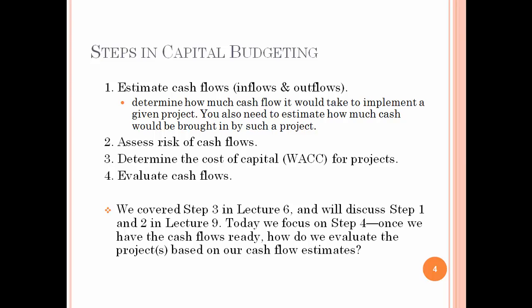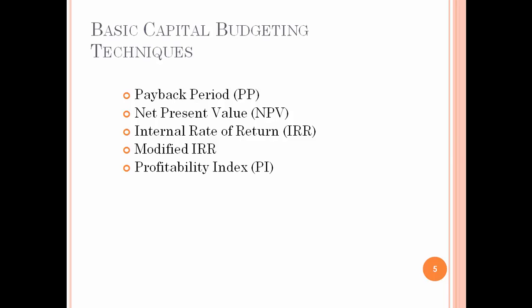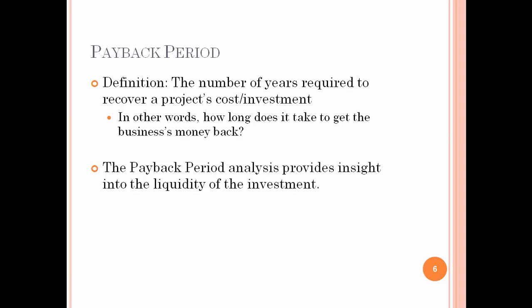We covered step 3, which is about the WACC, in lecture 6. And we will discuss steps 1 and 2 in lecture 9, which is the next lecture. Today, we focus on the last step. So once we have the cash flow estimates ready, how do we evaluate the projects based on our cash flow estimates? We will use the following basic capital budgeting techniques to evaluate the projects. They include the payback period, the NPV, the internal rate of return, the modified internal rate of return, and the profitability index. So we start with the payback period.